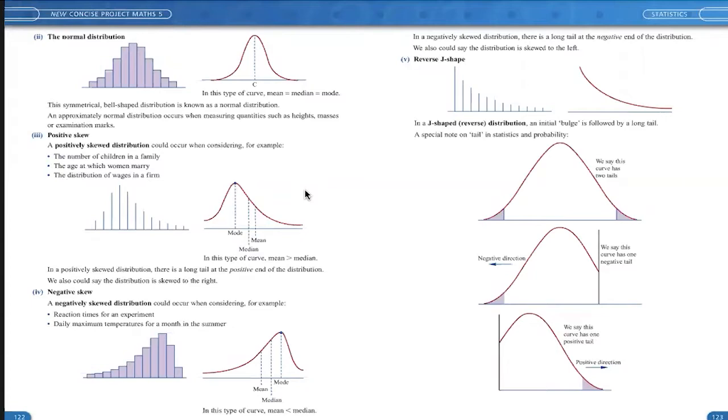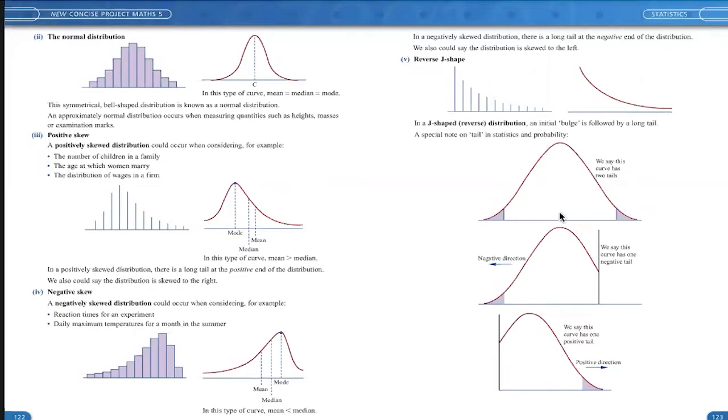And then negative skew could be reaction times. So in other words, if you're waiting for a light to turn on and you have to hit a button when the light turns on, then you'll find that very few people hit it really fast, because very few people have really fast reaction times. So there's more of a skew to slow reaction times, and then most people take longer to hit that button. And then to the right-hand side, the reverse J shape, or kind of like an exponential curve, that one you should recognize. So it starts off high and goes low.